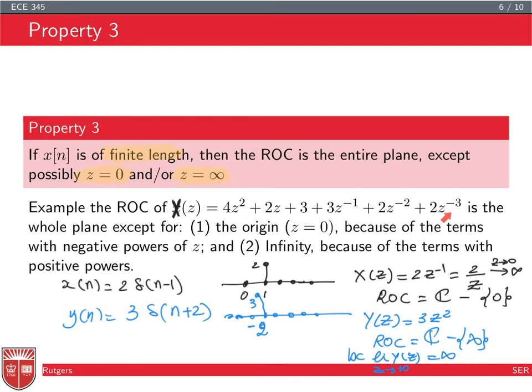We're going to have a problem for z equal to 0 for these powers, z^-1, z^-2, and z^-3. So we have to exclude z equal to 0. And we're going to have a problem at infinity because we have these values for z^2 and z, and these are going to go to infinity when z goes to infinity. So we have to exclude also infinity.